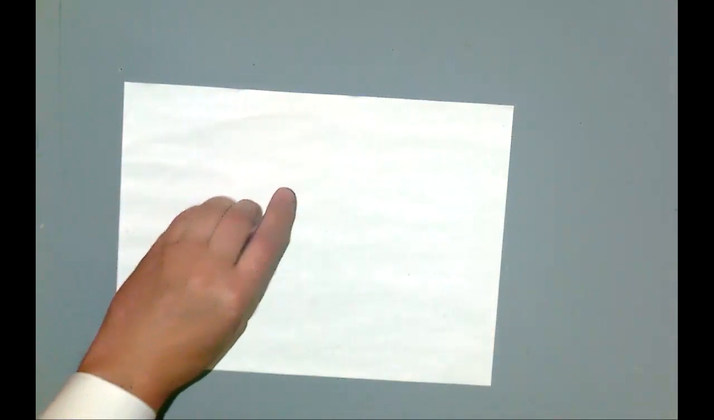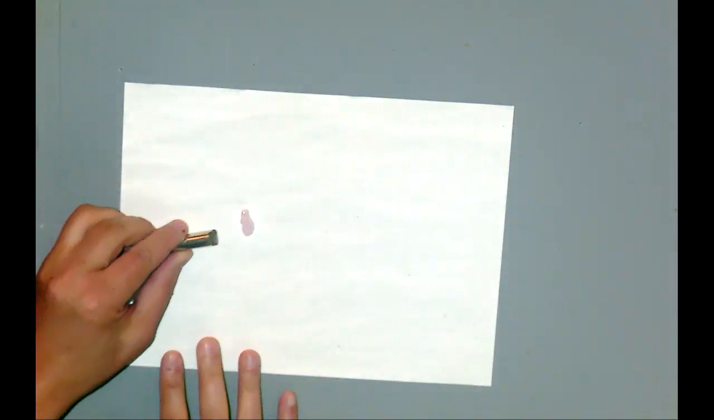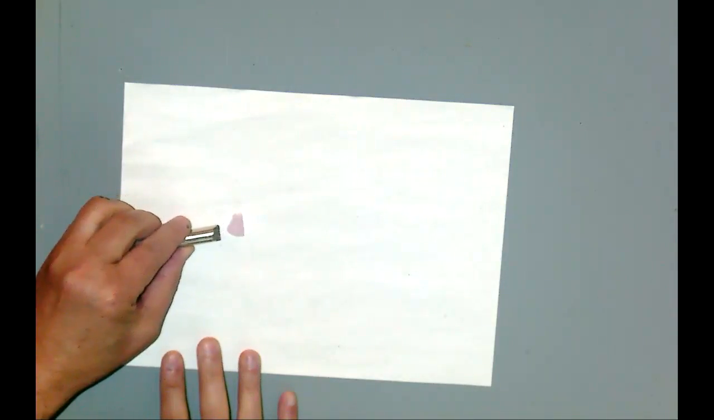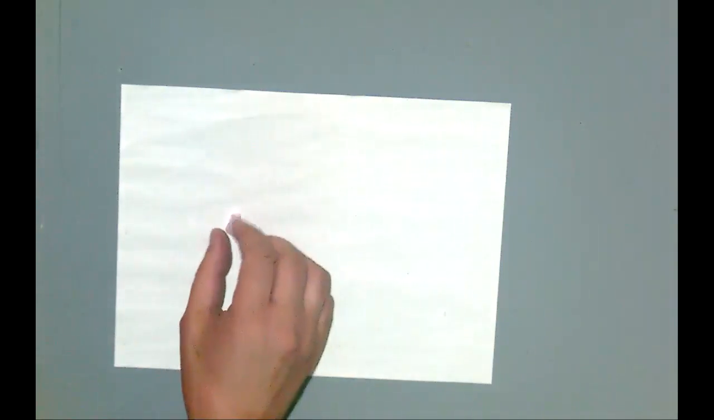This piece doesn't look like iron. It's a crystal, but you can see it's being attracted, but it's a very weak attraction. So we call it not a ferromagnetic like iron, but a paramagnetic.